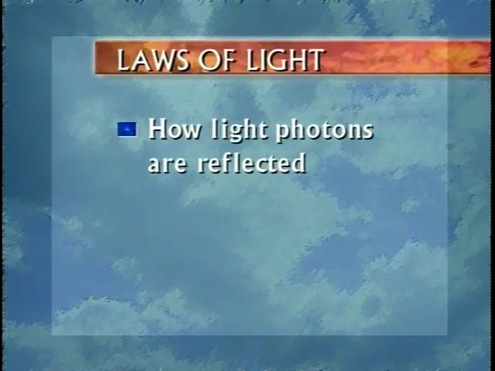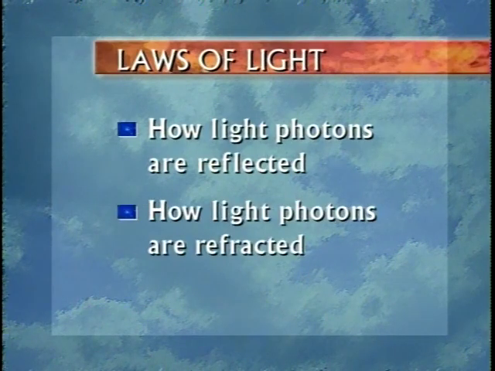Last time we described light as tiny packets of energy called photons. We explored the idea that light travels in a straight line very fast, that shadows are formed when an object blocks the path of light, and that we see when light is reflected from objects to our eyes. Today, we'll continue to explore what happens to light when it strikes different objects, how light photons are reflected, and how light photons are refracted.